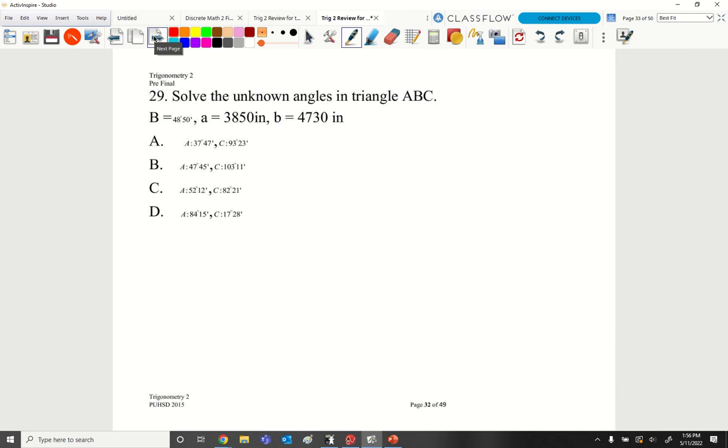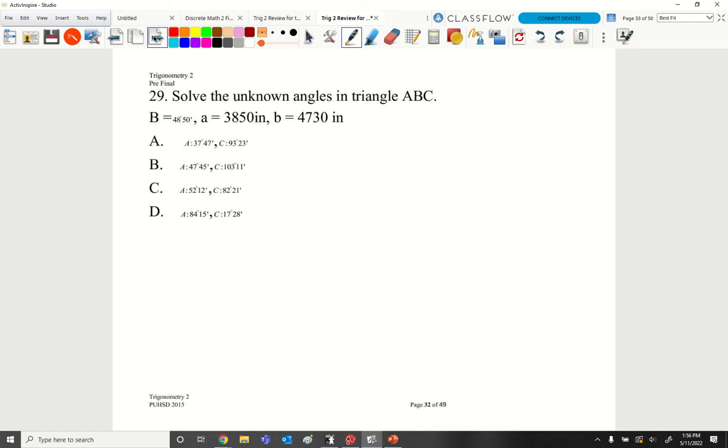Solve the unknown angles in the triangle. Okay, what's given to me? I have a pair, right? I have a pair of B's. So if I have a pair, that means I'm using what law? Very good. I'm going to use law of sine. So let's go ahead and set this up.